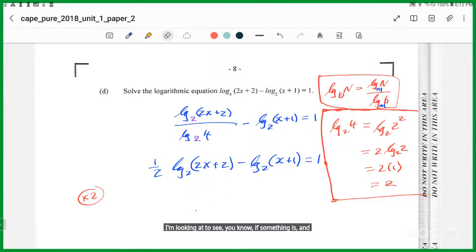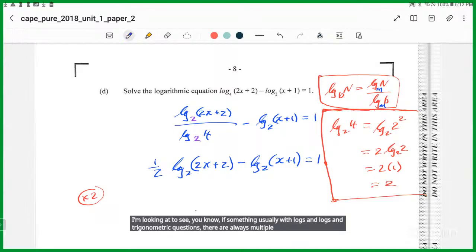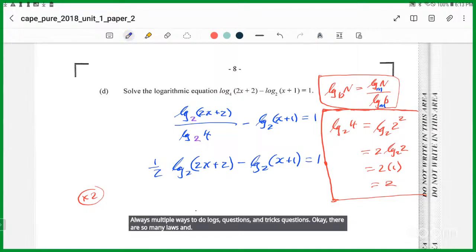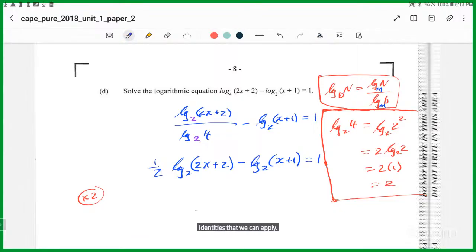Usually with logs and trigonometry questions, there are always multiple ways to do the question, right? So don't mind if you see me pausing, I'm just looking if there may be an easier way to do the question. There are always multiple ways to do log questions and trig questions, because there are so many laws and identities that we can apply. But I'm going to multiply by 2 instead.